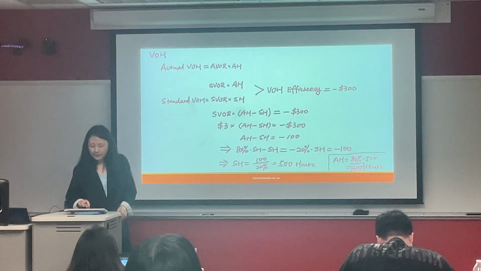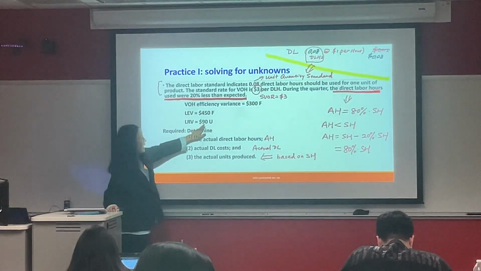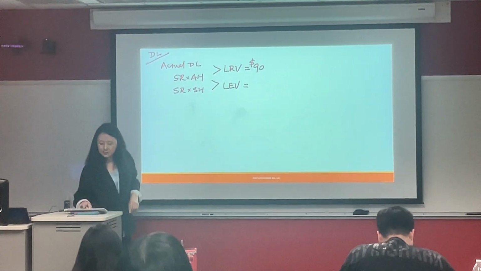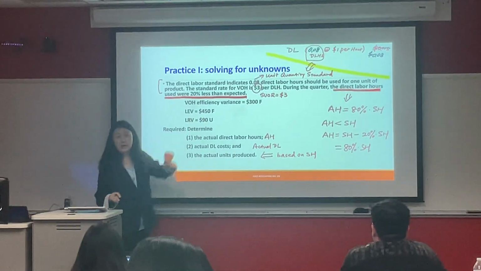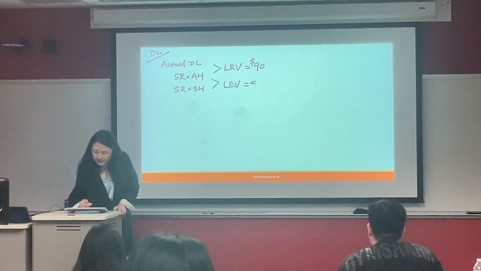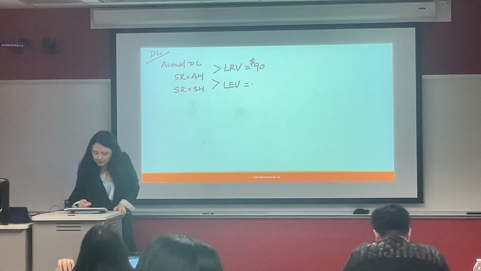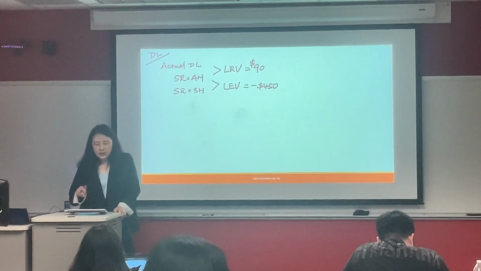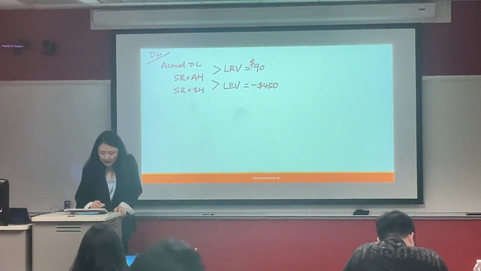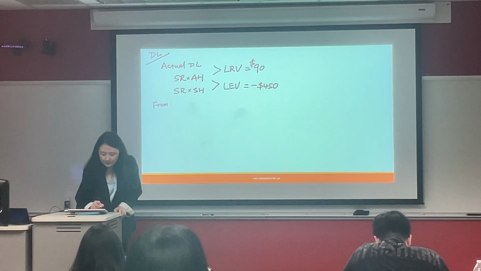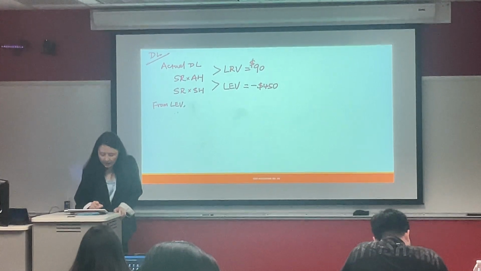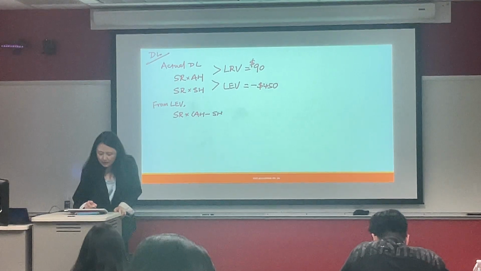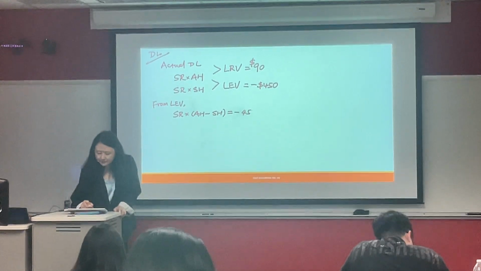All right, so LRV is 90U, so that's a positive 90, all right? LEV is a 450F, so then that will be negative 450. So that's not so bad, right? So then we have, well, I'm doing the same thing, all right? So from LEV, I get SR times AH minus SH, and that's negative 450, correct?